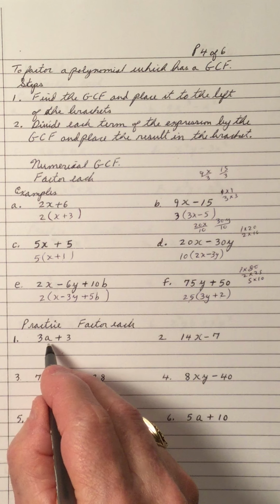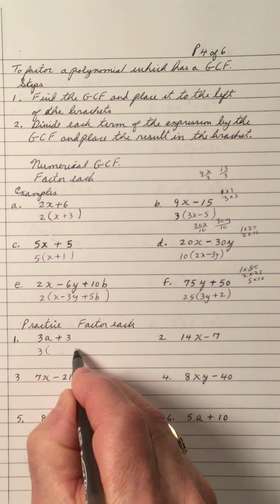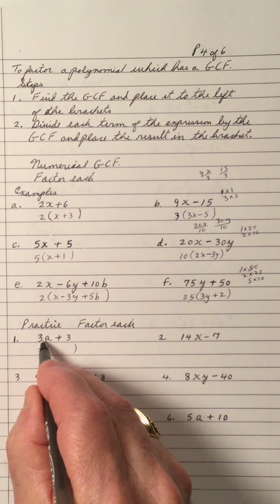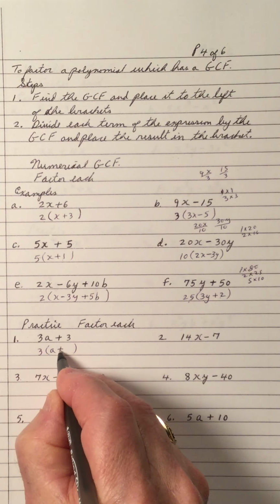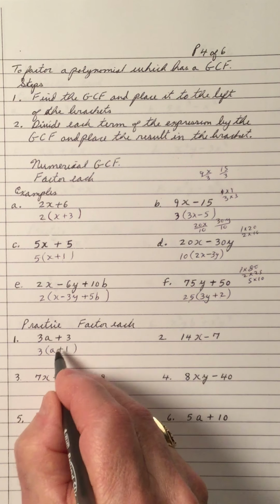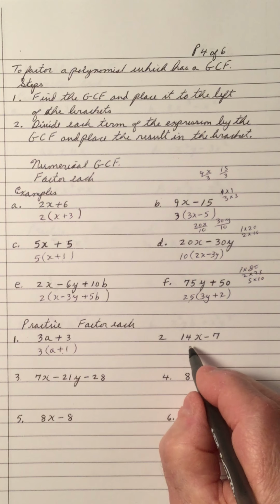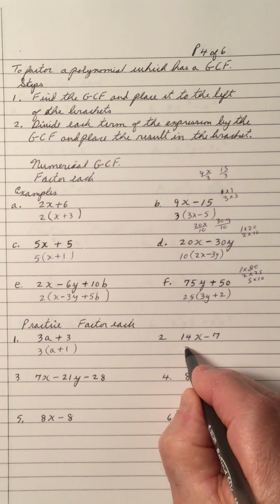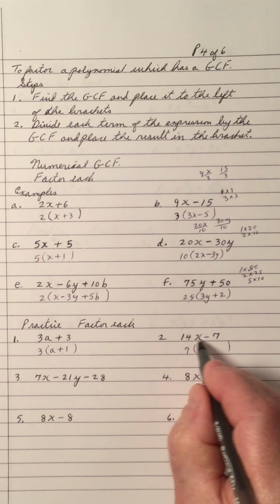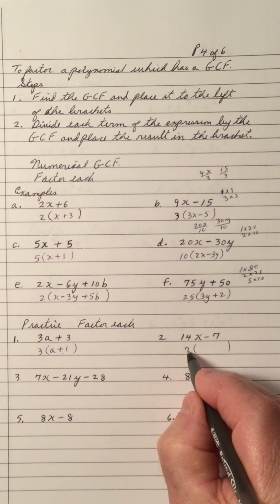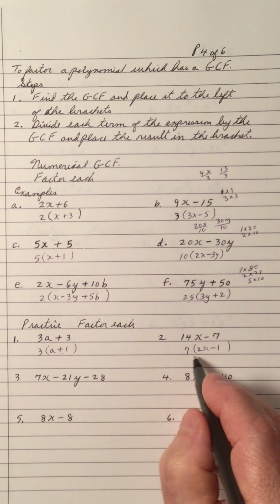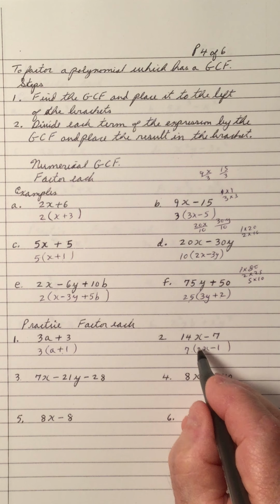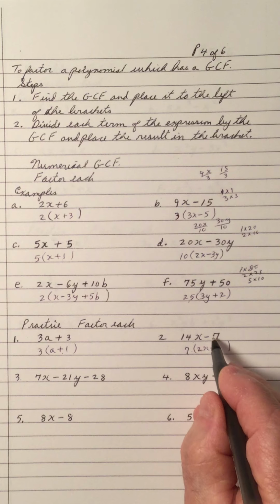Here we go. GCF, 3 is in both. 3a divided by 3 is an a. 3 divided by 3 is a plus 1. 2 terms up here, 2 in here. 7 is the smallest number. 7 is the GCF of both of these. 14x divided by 7 is a 2x. 7 divided by 7 is a negative 1. Multiply back. 7 times 2x, right? 7 times negative 1, correct.